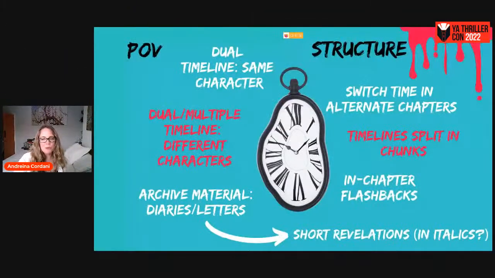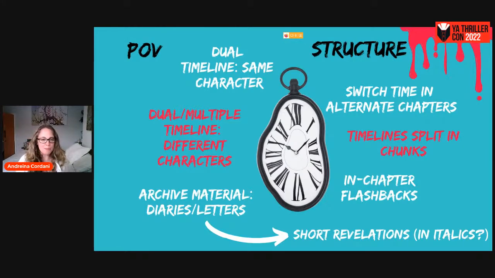So with timelines, you've got various different POVs that you can do, or structure tricks that you can do. For POV, you can have dual timeline, same character, which is someone talking in the present day and then the same person talking 5 years ago or 10 years ago or whenever. So you can see how they got to the position they're in today, and you can slowly learn their secrets in a more immediate way.